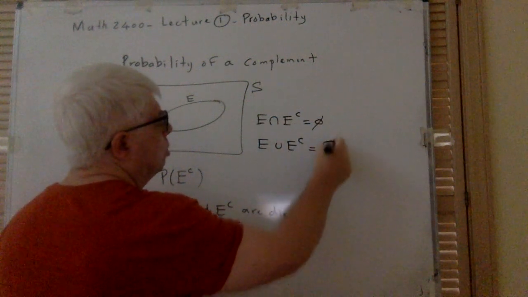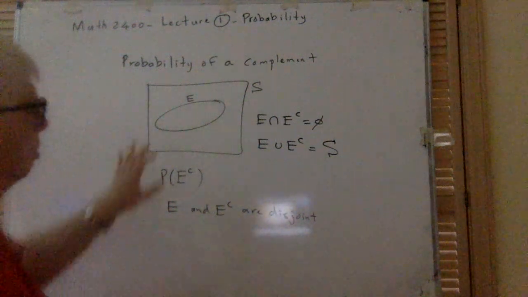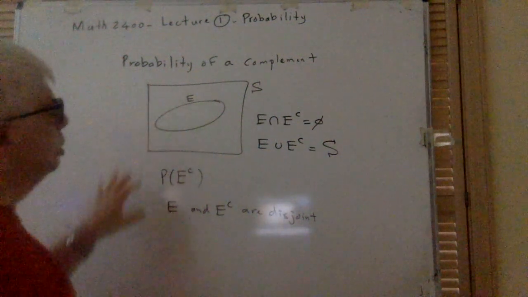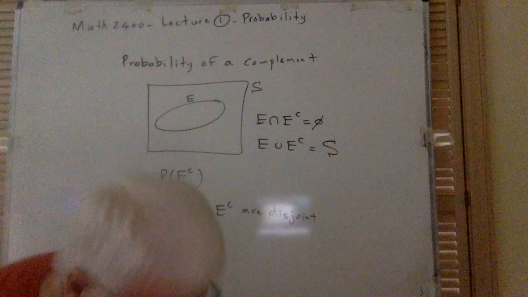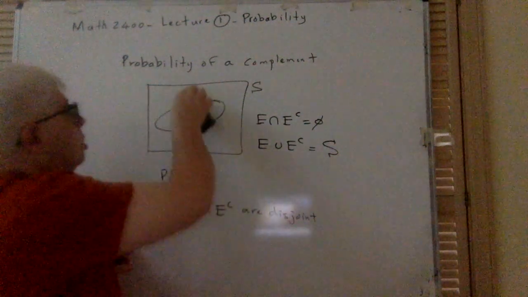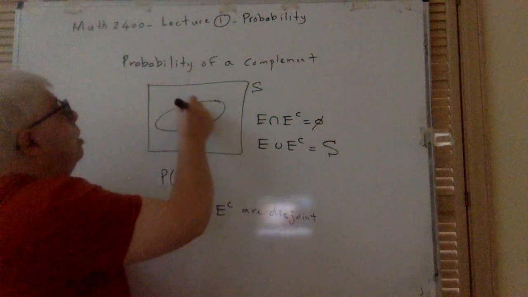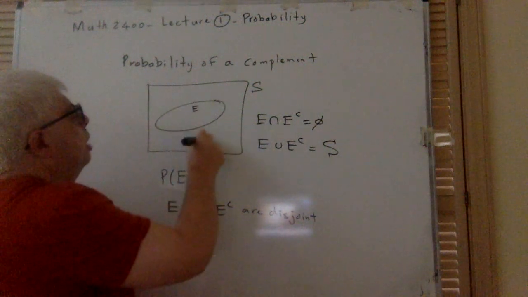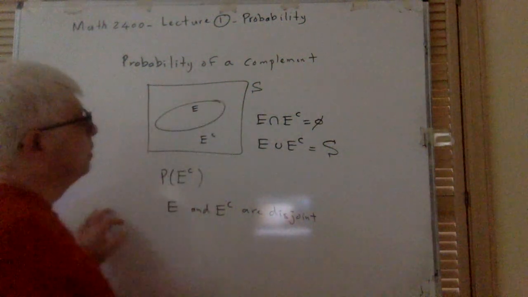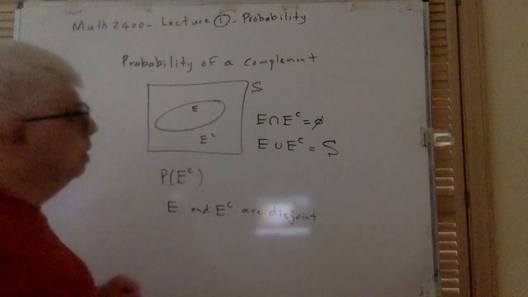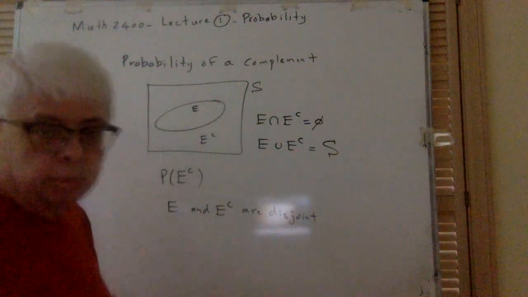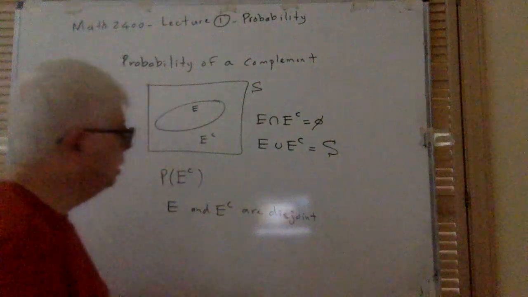Is the sample space itself, right? This put together with this, so let me write this E inside. So this is not E, this is E, say oval shaped, and this is E complement outside. So if I put these two together, I will get S. Now what is the probability of E complement?